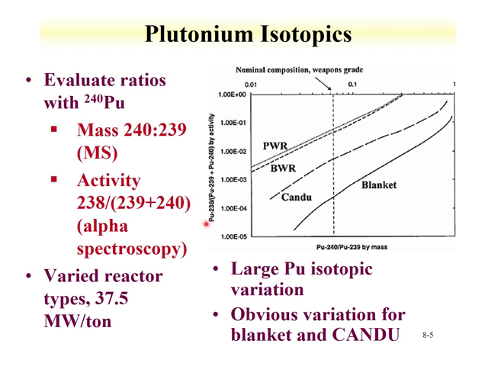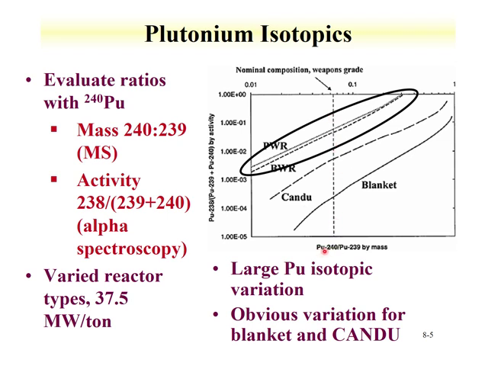Plotting this is shown here, where the plutonium-238 divided by the plutonium-239 plus plutonium-240 activity is plotted against the 240 and 239 mass. What's shown here, and this is varied reactor types at 37.5 megawatts per ton, is that you can even evaluate differences between pressurized water reactors and boiling water reactors, although the difference isn't that great. However, it can be observed. And here's your nominal composition of weapons-grade plutonium.